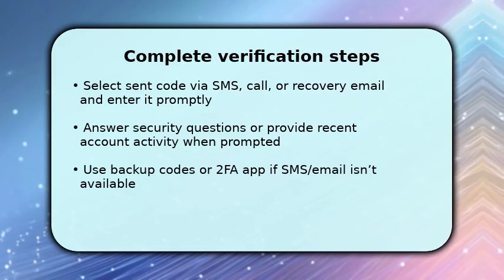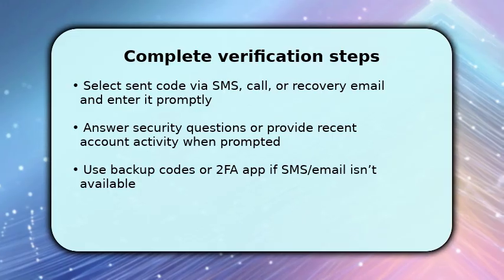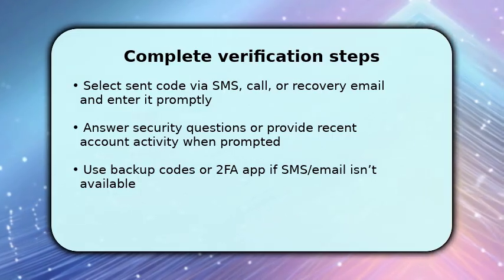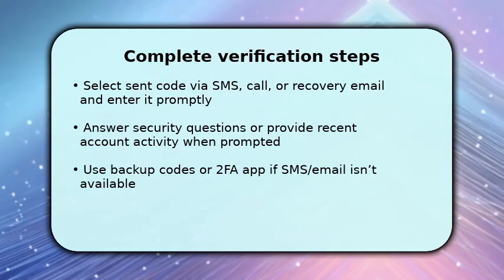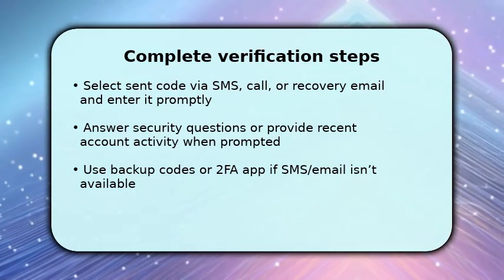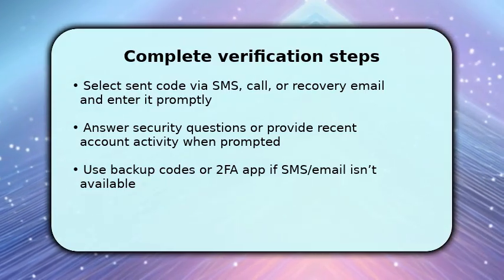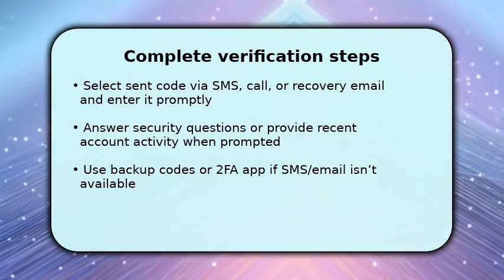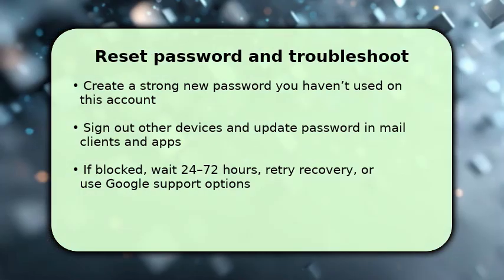If prompted for recent activity, describe sign-in times, device types, or email subjects. These details prove ownership. If you set up a two-step app or printed backup codes, choose that option and enter one code. Make sure your internet connection is stable and avoid switching devices mid-process, because consistency helps Google match your answers to account history. You can now set a new password.